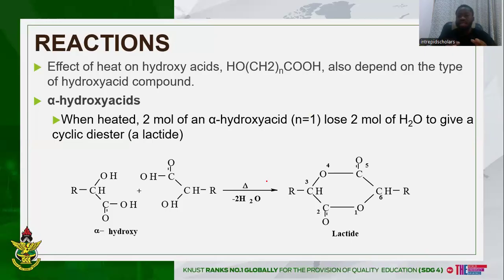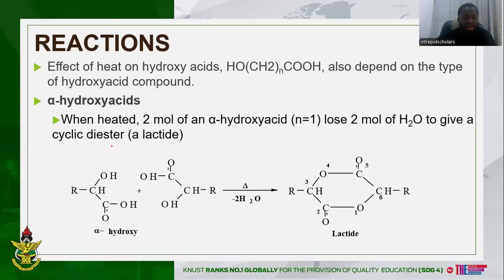Now, the next set of reactions that we are talking about is the effect of heat on hydroxy acid. The behavior of alpha hydroxy acid under heat is different from that of beta, gamma and delta. So we'll talk about each of them. The first one is alpha hydroxy acid. When you heat alpha hydroxy acid, 2 moles of the alpha hydroxy acid will condense to give you a cyclic compound that we call a lactide. That lactide is formed as a result of intermolecular dehydration.